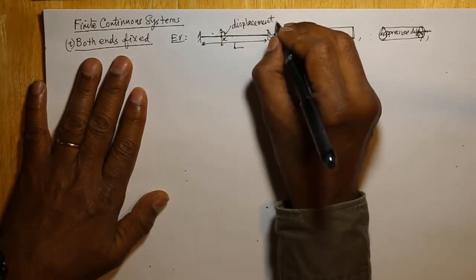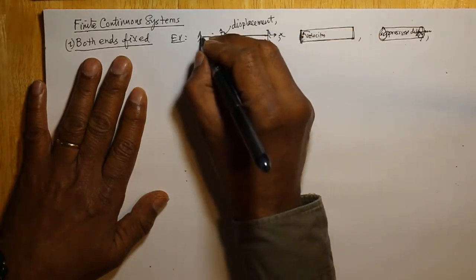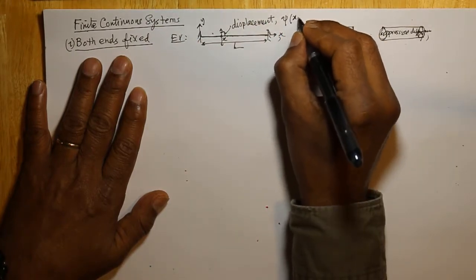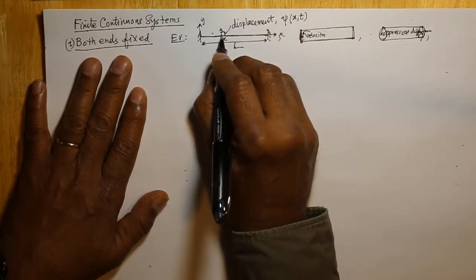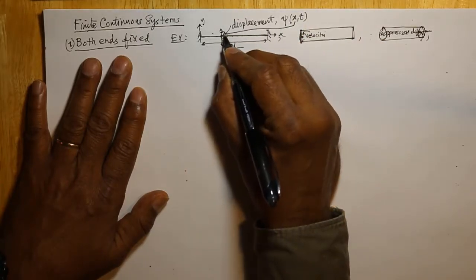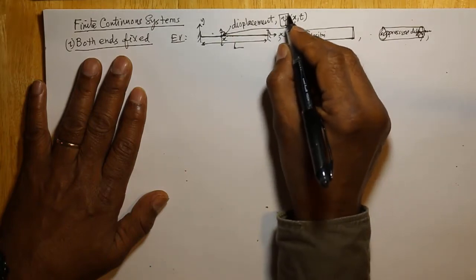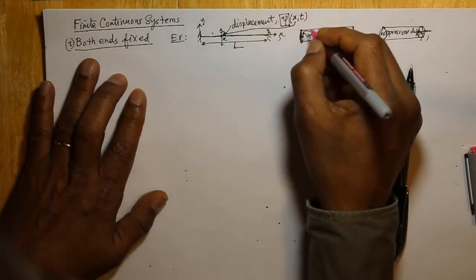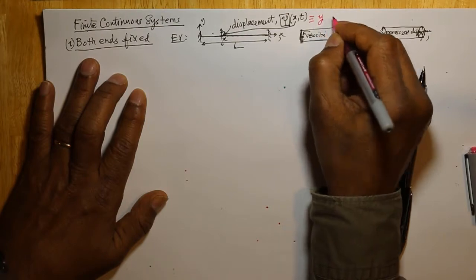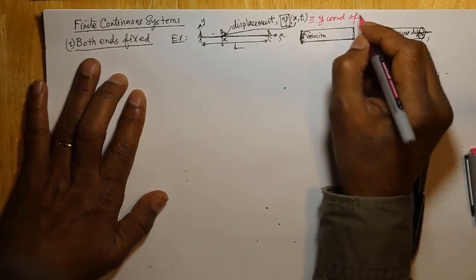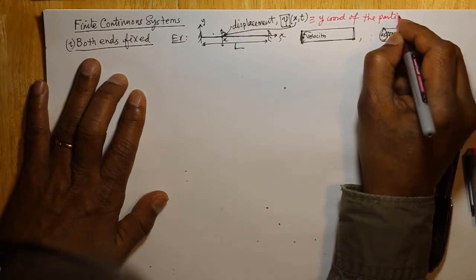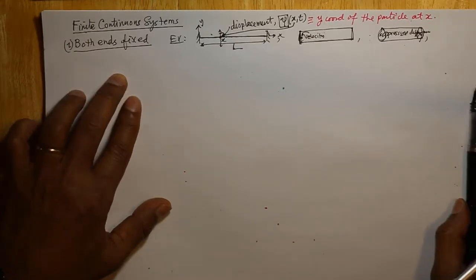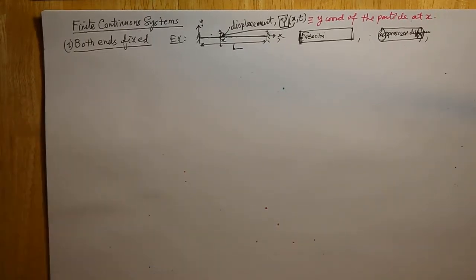So displacement, we've been using y of x and t as a y coordinate like this, or we can do psi of x t. So this is a displacement of the particle at x by the amount that's the displacement. So this is the y coordinate of the particle at x. Right? So that's the displacement in this system.